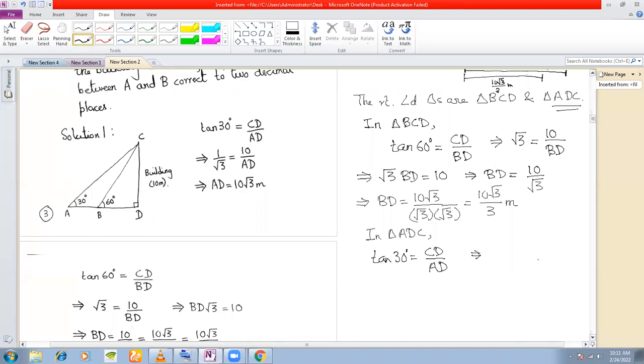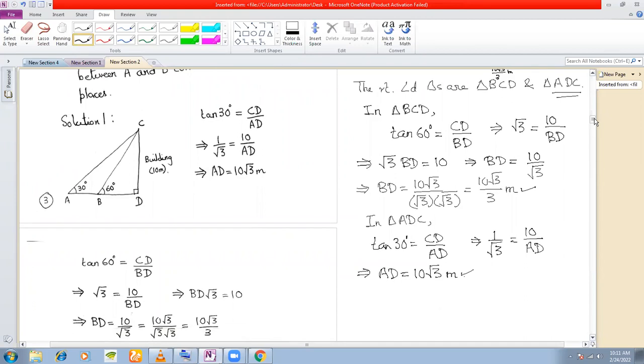And the value of tan 30 is 1 by root 3. The value of CD is given to be 10. And AD we can find out. So cross multiply first. AD is equal to 10 root 3. Right? So we have got the value of AD also. Okay, so I've got BD as 10 root 3 by 3, AD as 10 root 3.